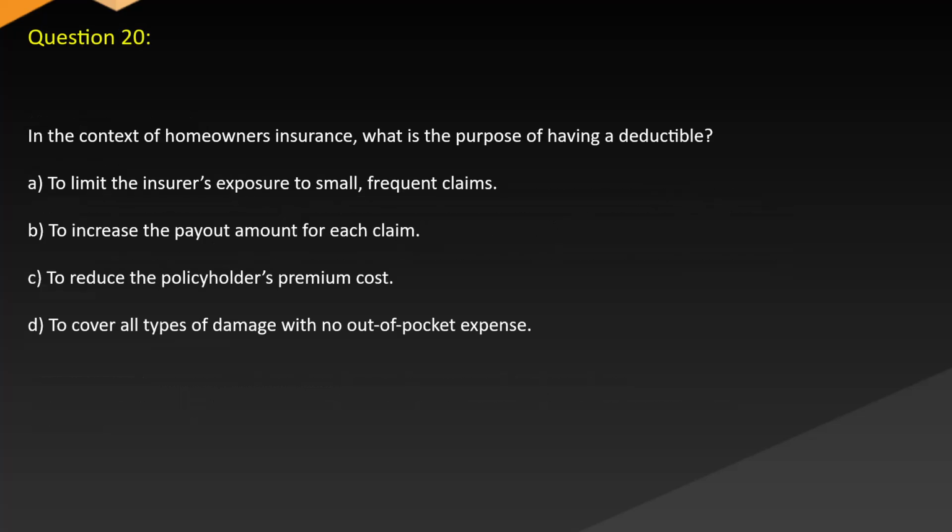Question 20. In the context of homeowners insurance, what is the purpose of having a deductible? A. To limit the insurer's exposure to small, frequent claims. B. To increase the payout amount for each claim. C. To reduce the policyholder's premium cost. D. To cover all types of damage with no out-of-pocket expense.